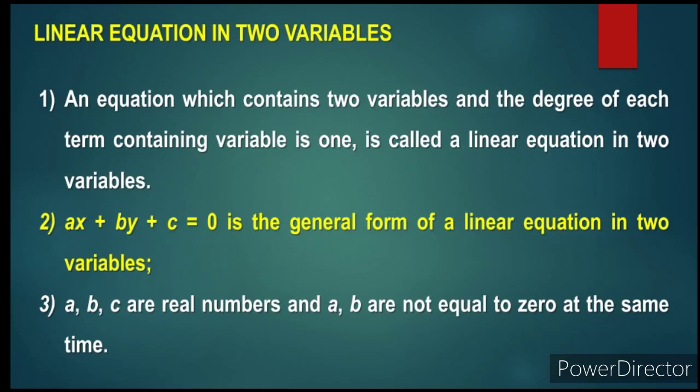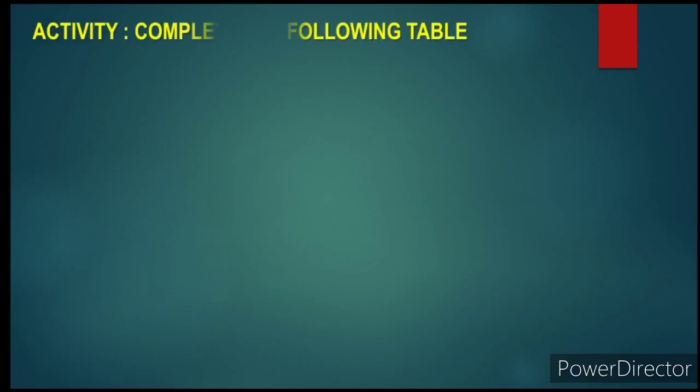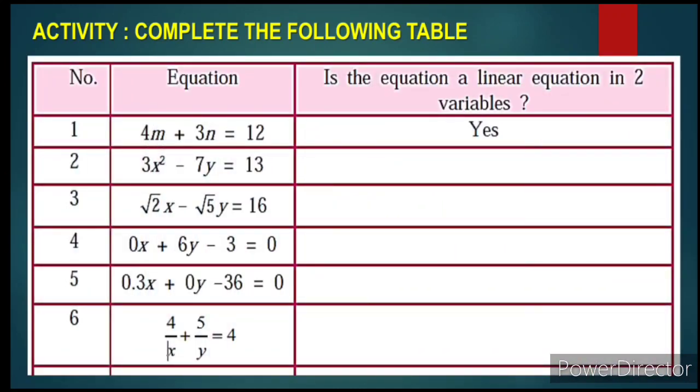So let us see one small activity to understand the linear equation. Here some equations are given. Is the equation a linear equation in two variables? We have to understand that. The first equation is 4m plus 3n equals 12. You can see the highest power of the variables is 1 and a, b and c are real numbers. So the given equation is a linear equation in two variables.